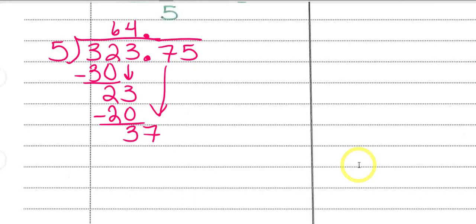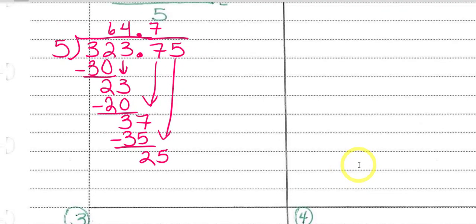5 out of 37 can come out 7 times. 7 times 5 is 35. Subtract with a difference of 2. Bring down the last number. We have a 5 here. And 5 out of 25 comes out 5 times. 5 times 5 is 25, and I get a 0.